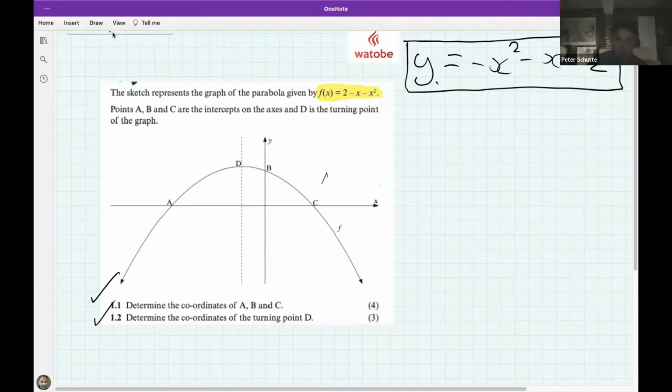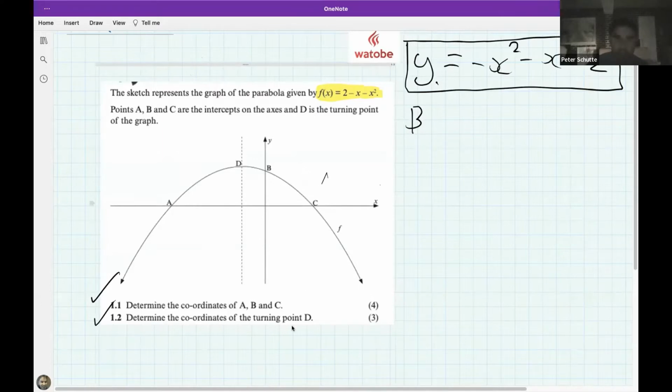If we're looking for A, B, and C, it looks to me like A, B, and C are just the x and y intercepts. So what we need to do is find what those intercepts are. Can anybody tell me what the y-intercept is? It's going to be the point B, and I want us to think about how we get that.